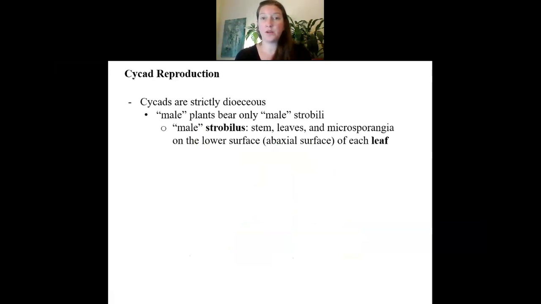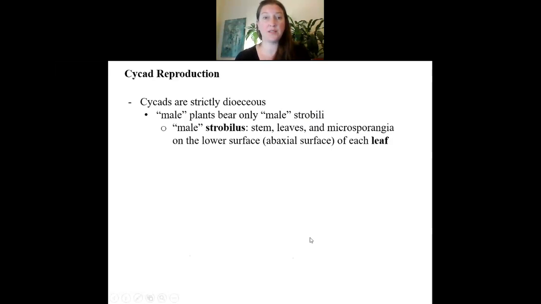And remember, cycads are strictly dioecious, so they have male plants and female plants. And the male plants are going to bear only the male strobili, meaning male plants only bear strobili. They don't have a fertile crown. They always have their microsporophylls arranged in a strobilus.